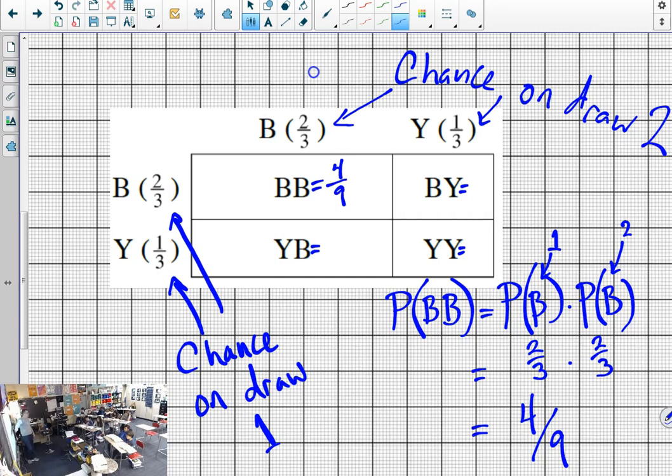What about yellow blue? If I took 2/3 times the 1/3. We already know this. We already talked about this probability. Alan? 2/9, yeah. What about probably blue then yellow? 2/9. And the probability of yellow. Yeah. 1/9. 1/3 times 1/3.